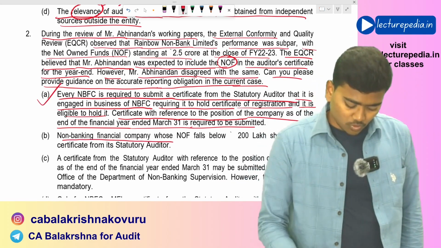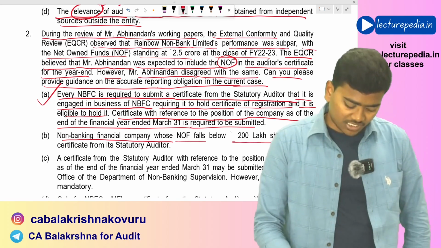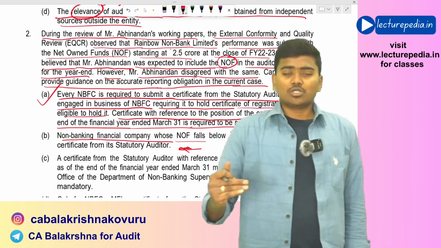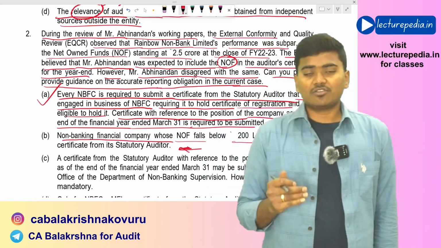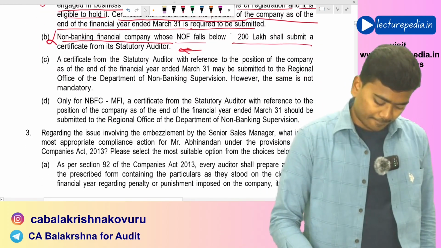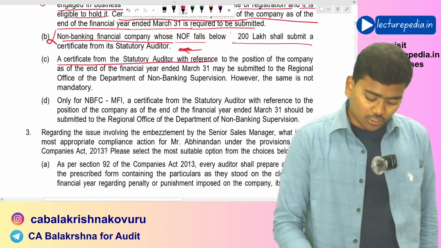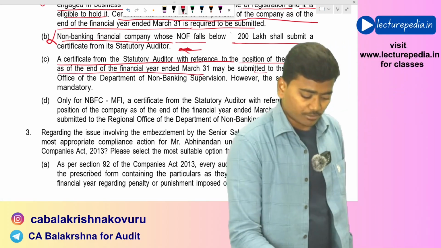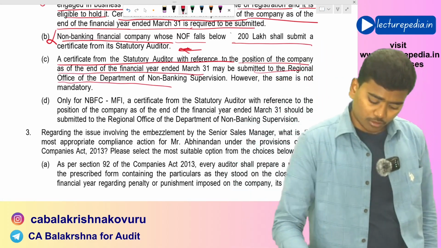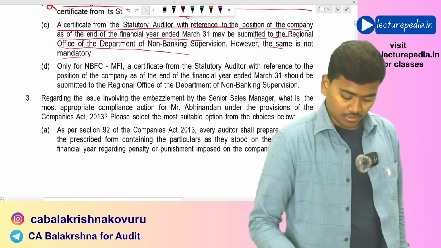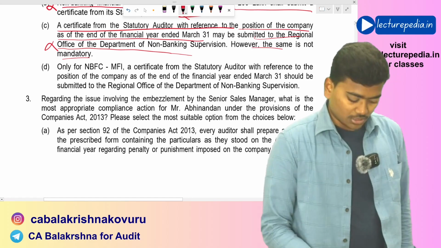Non-banking financial company whose net owned fund falls below 200 lakh shall submit a certificate. No, there is no such requirement that you need to submit the certificate only if it falls below 200 lakh. No, this option is wrong. A certificate from the statutory auditor with reference to the position of the company as of the end of the financial year 31st March may be submitted to the regional office of the department of non-banking financial supervision. However, the same is not mandatory. No, it is mandatory. So even this option is not correct.